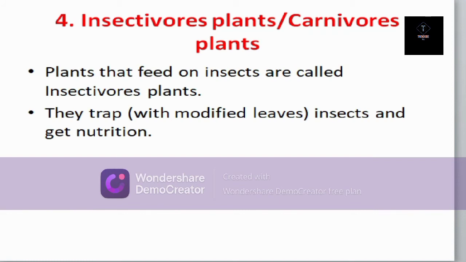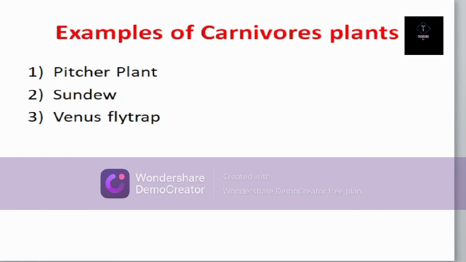So the fourth one is insectivore plants or the carnivore plants. Insectivore plants are the plants that feed on insects. They are called insectivorous plants. They trap insects with their modified leaves and get nutrition. Here are some examples of carnivorous plants, like the pitcher plant, sundew, and Venus flytrap.